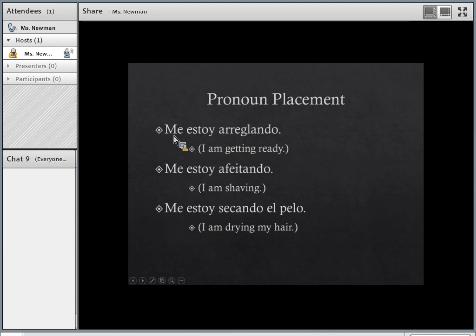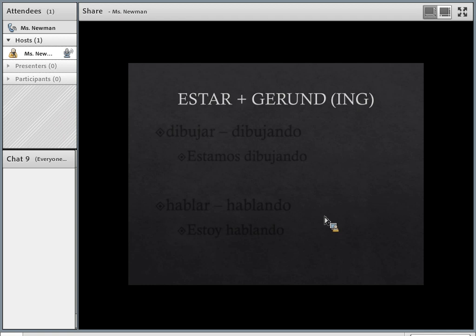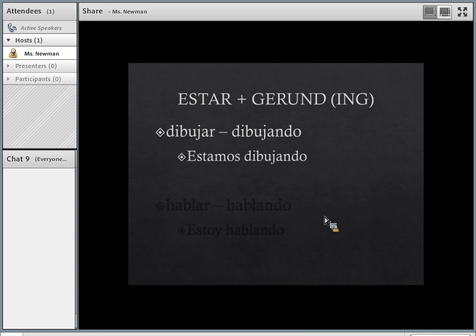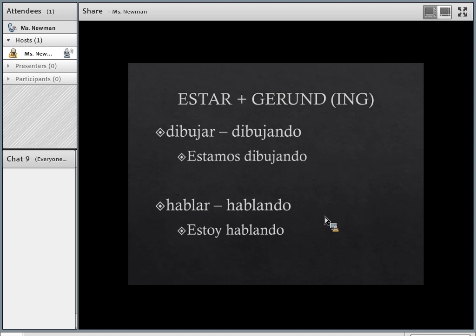Okay, so just some more examples. Me estoy arreglando. Me estoy afeitando. Me estoy secando el pelo. And notice again the article el pelo, so the hair. But we understand that it's my own hair, given that reflexive verb. Okay, so just a reminder, you always use estar with that gerund. So if we have dibujar becomes dibujando, we're going to say estamos dibujando, or a version of estar. Hablar becomes hablando, or estoy hablando, for example.